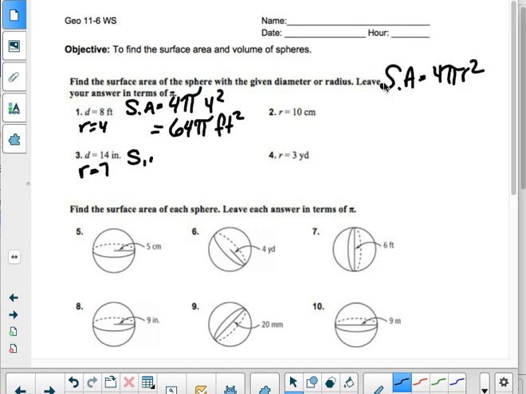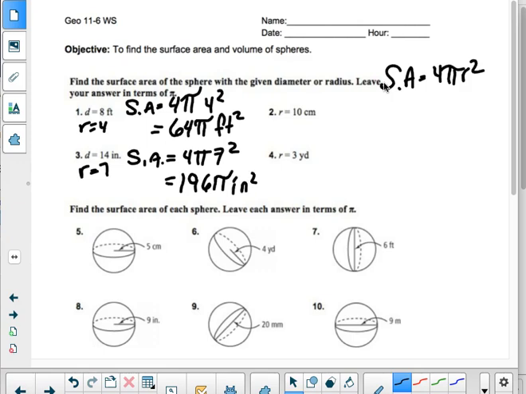SA here, 4 pi 7 squared, and I'm going to take my calculator and go 7 times 7, which is 49. Times 4, it should be 196. We're just going to double check that. 196, so I got 196 pi, and this is inches squared.